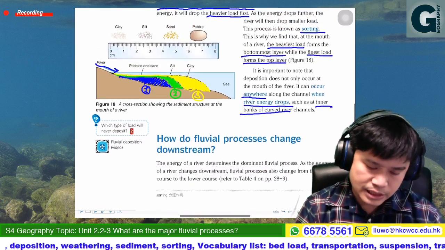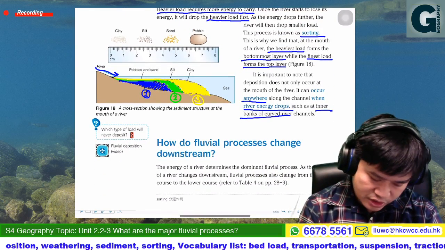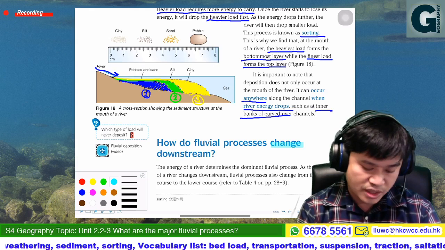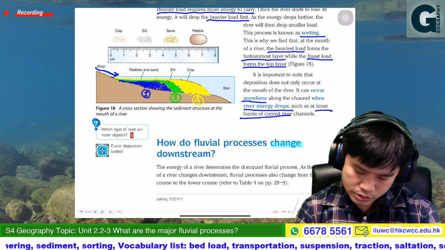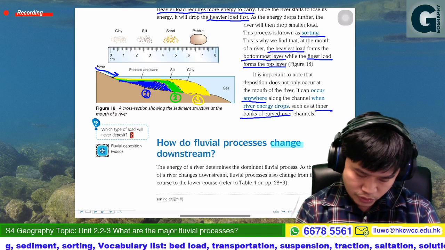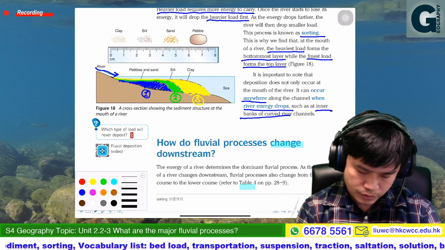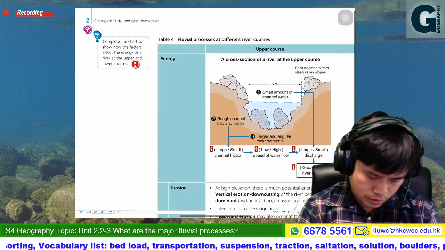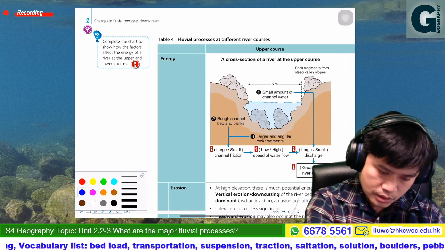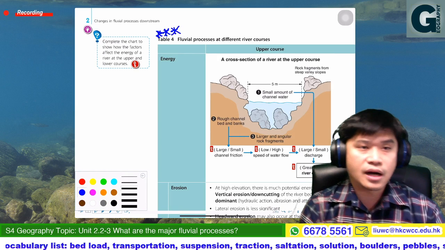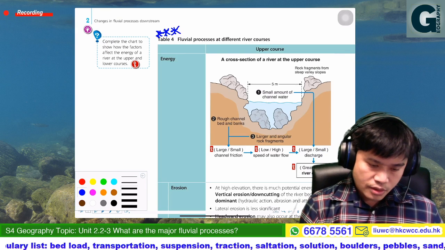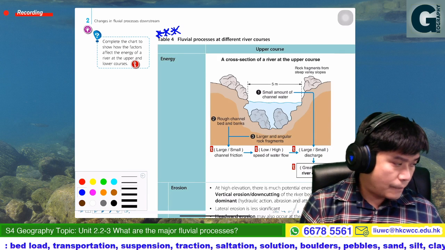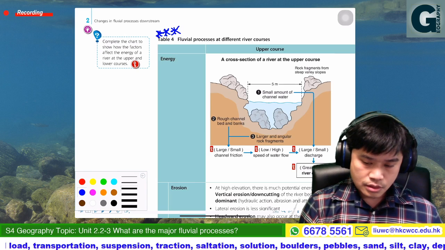And at last, how do fluvial processes change downstream? Right now we're going to talk about how these processes may change along the river. So we need to refer to table 4, on the next page. Here, table 4. Mark this. Table 4. Mark three stars. Very, very important. 非常重要. It is because that could be a comparison.